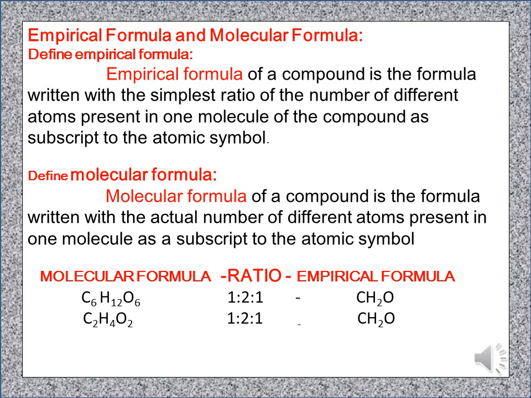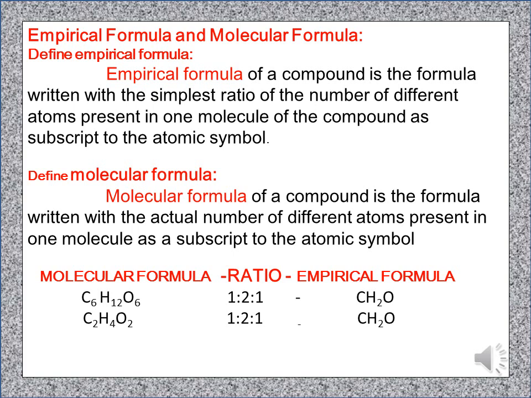For example, you can convert empirical formula into molecular formula or molecular formula into empirical formula. If the molecular formula of glucose is C6H12O6, what is the ratio of carbon, hydrogen and oxygen? It is 1:2:1. So if you divide it by 6, what will be the empirical formula? Common factor is 6. So if you divide, you will get CH2O as the empirical formula.